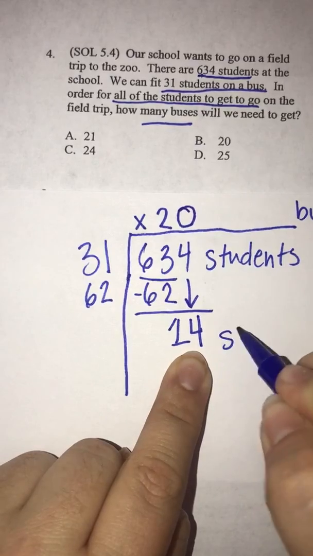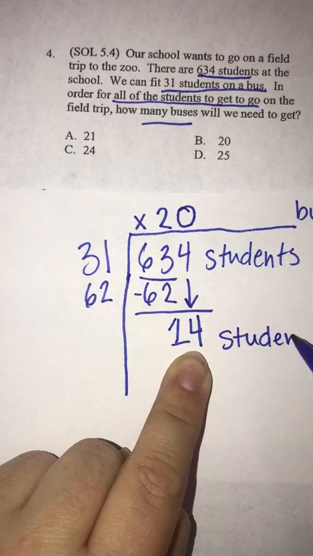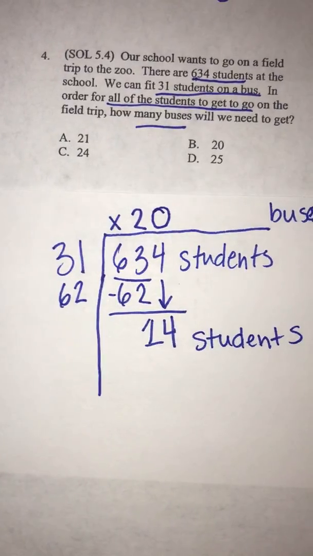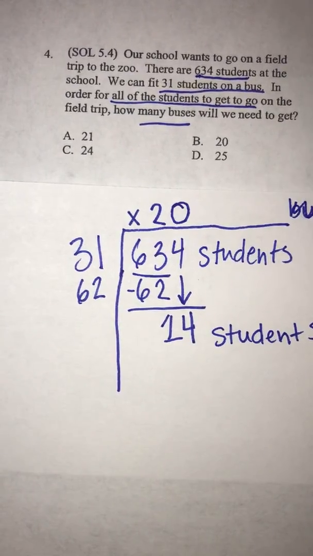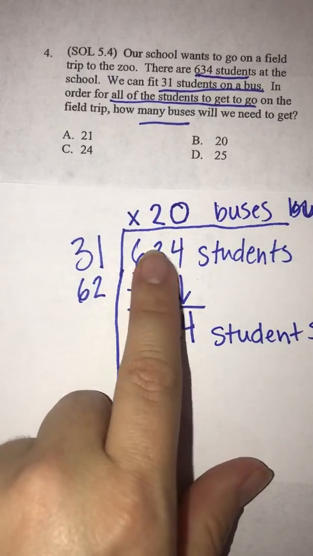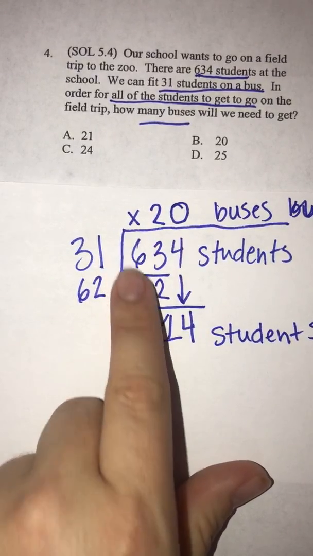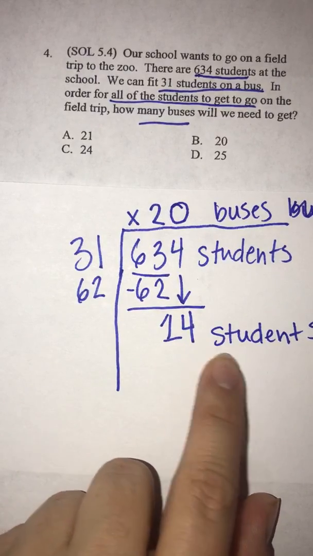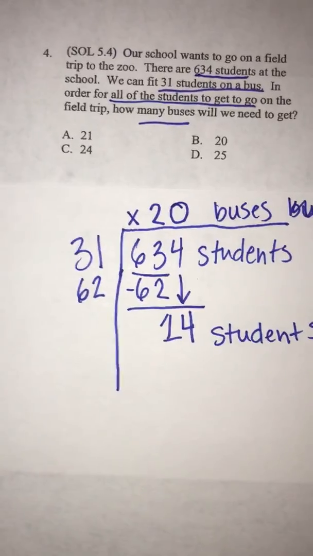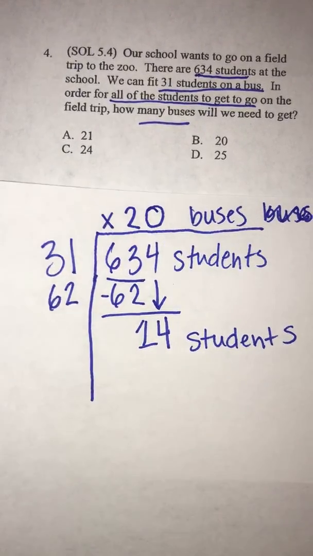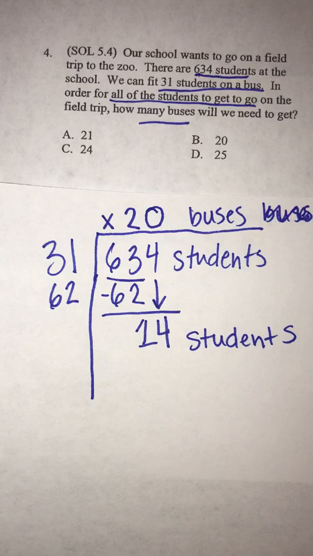So this tells me so far that 20, and I'm just going to go ahead and write it next door here, 20 buses can take most of the students, but there are 14 students left over. If I take 20 buses, I'll have 14 students that don't fit.